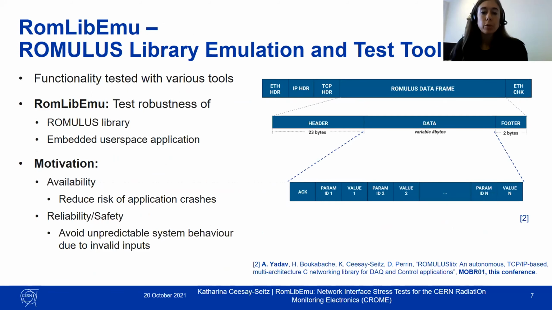The functionality of Chrome has been already tested with several tools. And what we want to do with ROMLib-EMO is in particular to test robustness of the Romulus library itself and the user space application on the CMPU that uses the library. We want to increase, on the one hand, the availability of the system, mainly of the application, meaning the remote configuration. And this we want to achieve by reducing the risk of application crashes. And we want to increase reliability and safety of the system by avoiding unpredictable system behavior due to invalid inputs.